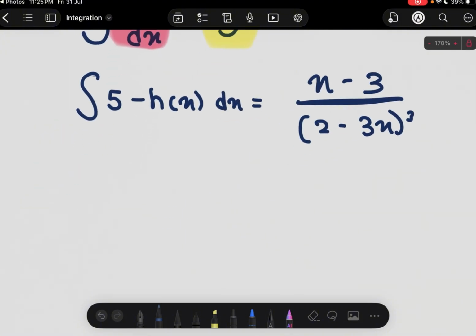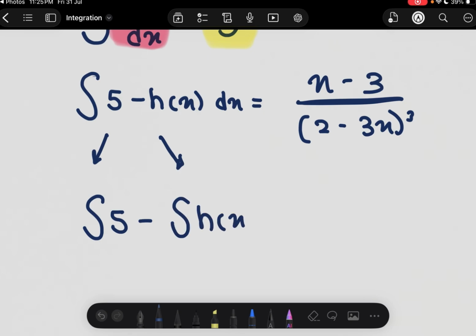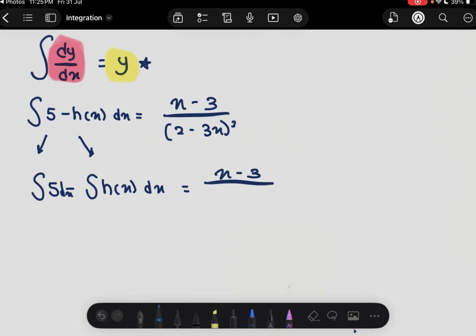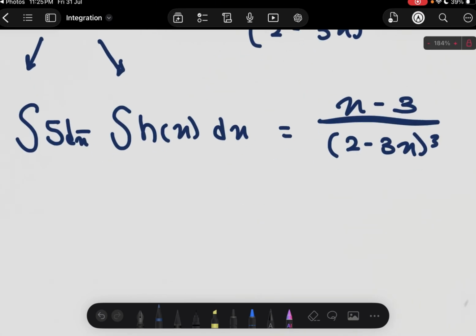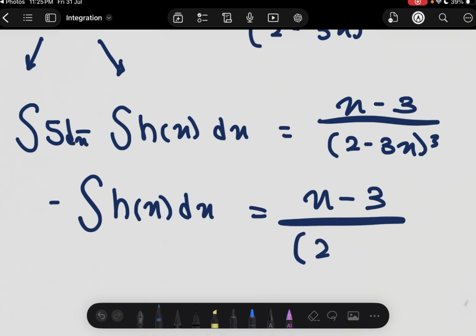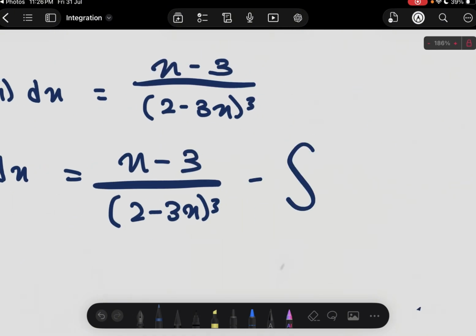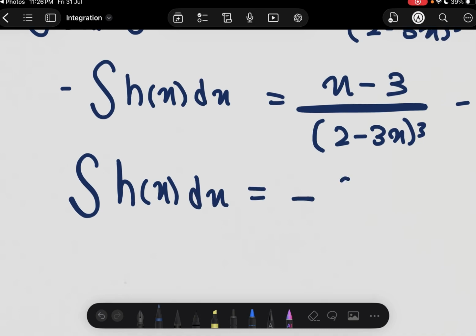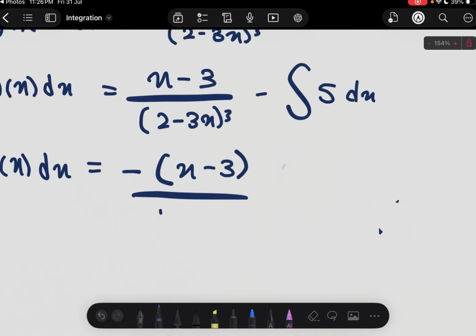Because we already have the integration for 5 minus h(x), which is equal to (x minus 3) squared minus 3x to the power of 3, if we move all of those other things and make h(x) the subject, we can find our integral with upper boundary 3 and lower boundary 0 of h(x) dx.